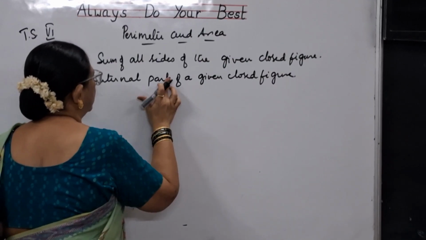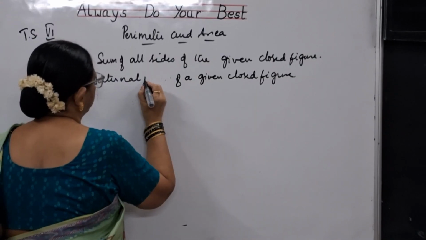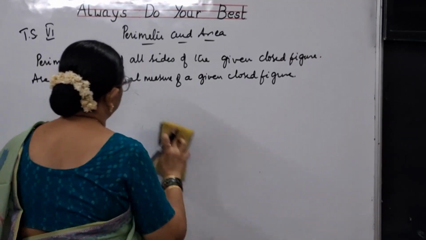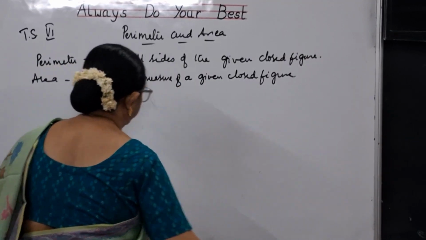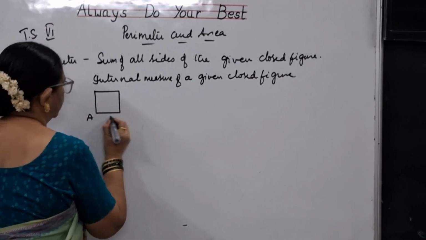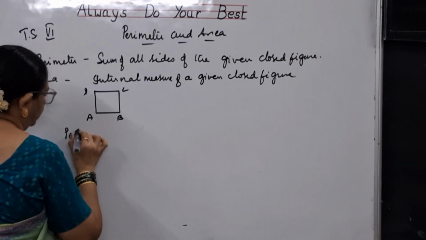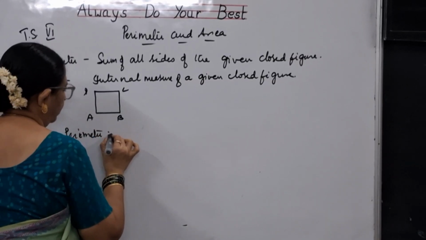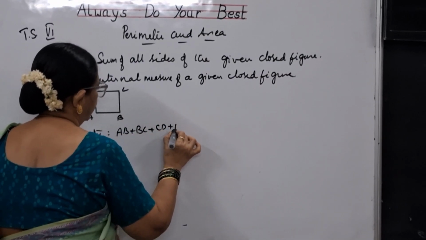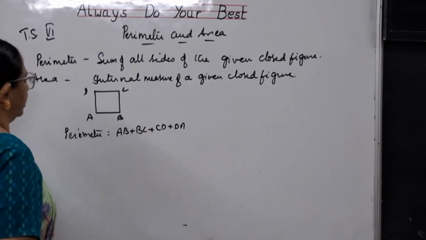Internal part means internal measure. Let me write internal measure of a closed figure. What is meant by internal measure? Suppose I am taking A, B, C, D. So for this, if I want to write perimeter, I will get perimeter by adding AB plus BC plus CD plus DA. Whatever are the measures that are given, if you add, you will be getting perimeter.